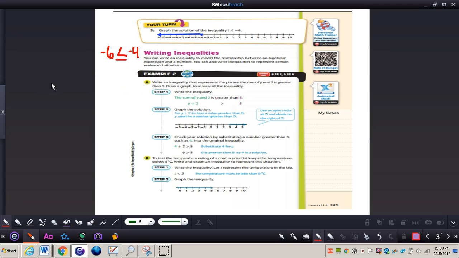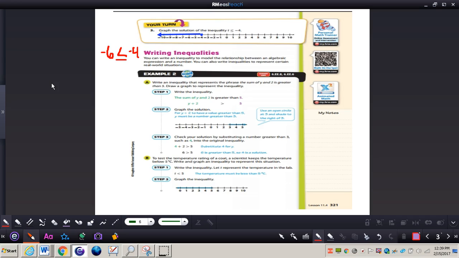Now let's take a look at writing inequalities on page 321. It says you can write an inequality to model the relationship between an algebraic expression and a number. You can also write inequalities to represent certain real-world situations. So let's take a look at this. For example 2, it says write an inequality that represents the phrase the sum of y and 2 is greater than 5. And then we're going to also draw a graph to represent the inequality. Now we can also see on page 319, remember those word phrases we went over? You can also take a look at those, trying to figure out which symbols you would use.